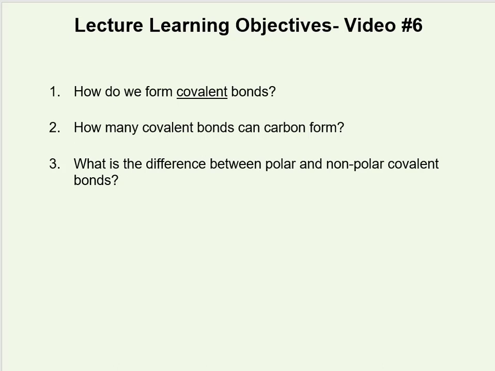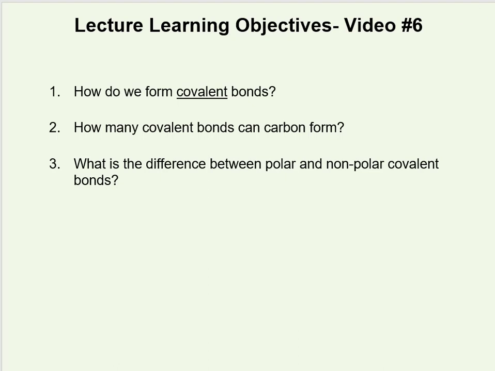Okay, in this chemistry video, we're going to continue talking about chemical bonds. So previously, we've covered ionic bonds. And if you remember, we've got ionic bonds, covalent bonds, and then hydrogen bonds. Hopefully by now, you know everything you need to know about ionic bonds. And in this video, we're going to talk about covalent bonds.